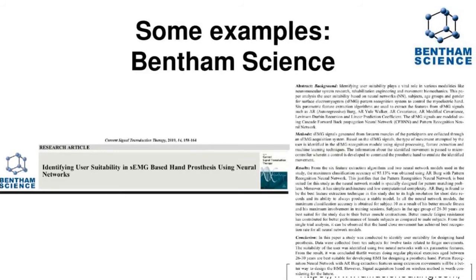My final example is from Current Signal Transduction Therapy: identifying user suitability in an SM-based hand prosthesis using neural networks. And again, structure is key there in the abstract. Many of these Bentham Science journals are easier to write for as an author because the abstract structure is enforced on you, the author, by the journal.